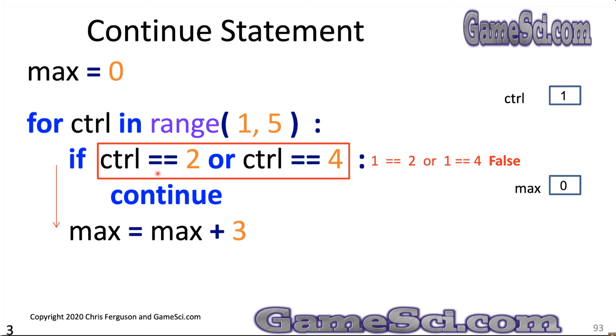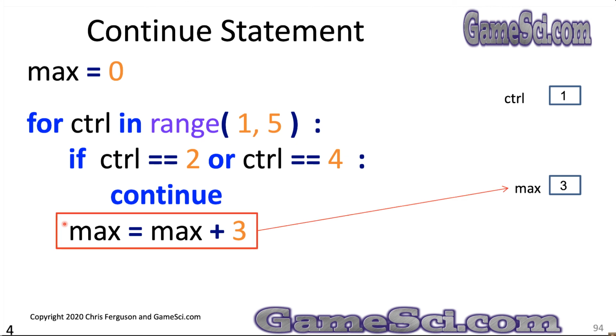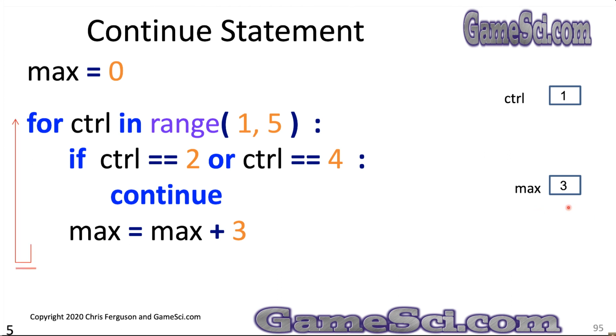Inside the loop, if control equals 2 or control equals 4, well, that's 1 equal 2 or 1 equal 4. That is a false statement. Both sides of this or are false. So this overall thing is false. We will skip past the indented code and go to the next line of code inside the loop. Max equals max plus 3. We'll bump max to 3, and we'll hit the end of the loop. When we hit the end of the loop, there's sort of an invisible trampoline there at the bottom. When we stop with the indented code, we jump back up and execute the for loop again.